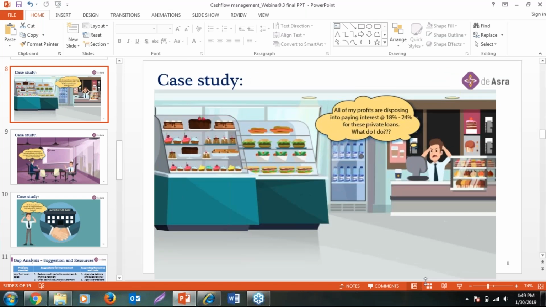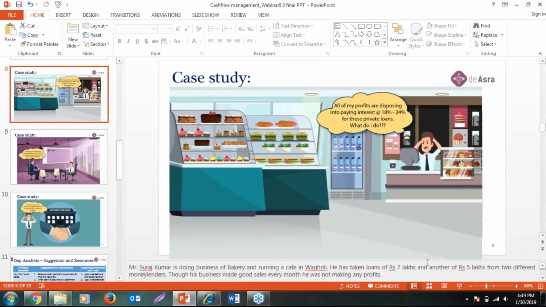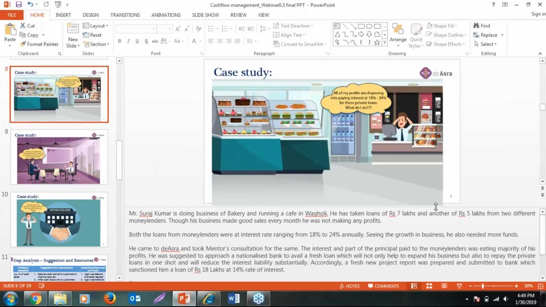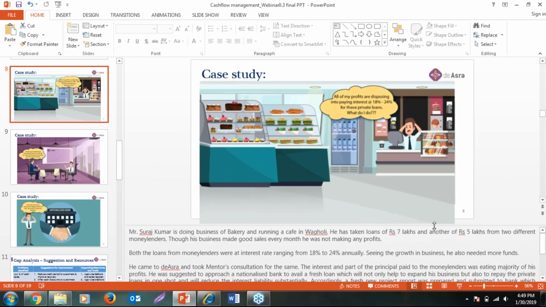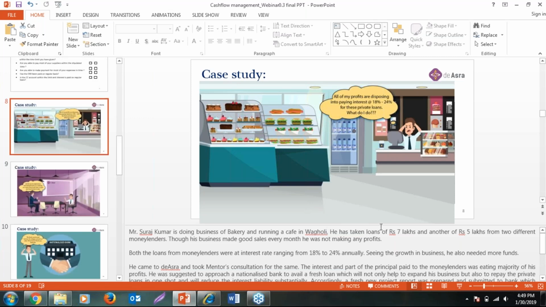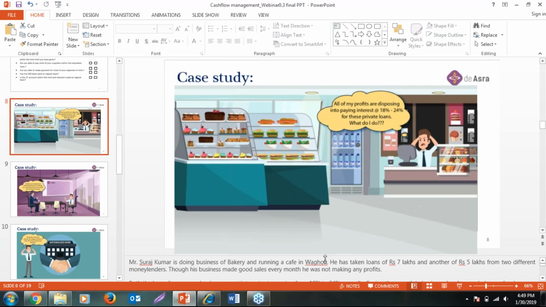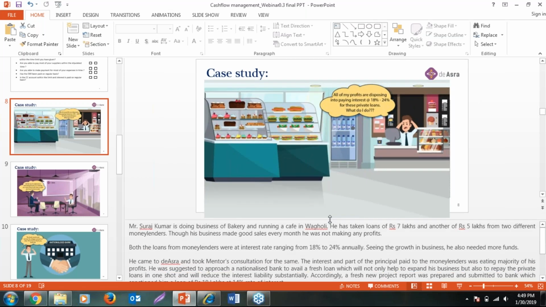And seeing the growth of business, he needed more funds. So he came to deAsra and took mentor consultation for the same. So what our mentors did was they analyzed this, they saw the history of his loans. That first of all, the loans were taken from the private lenders at a very high rate. So the interest and the part of the principal paid to the money lenders was eating the majority of his profits, friends.